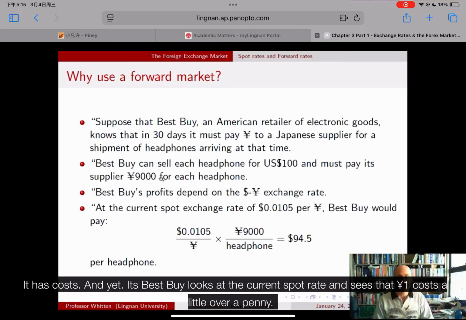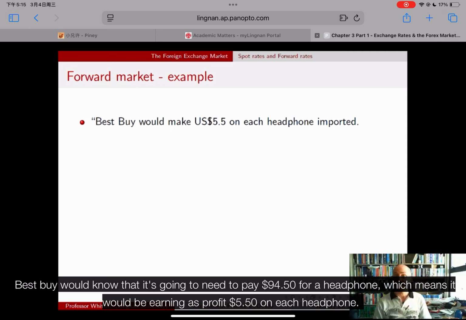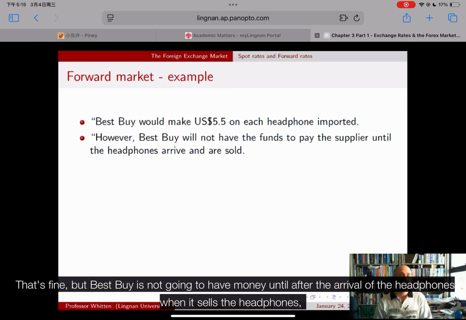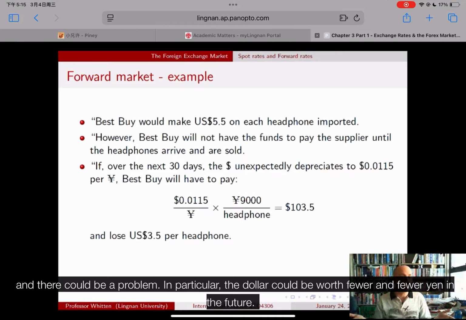If Best Buy looks at the current spot rate and sees that 1 yen costs a little over a penny, Best Buy would know that it's going to need to pay $94.50 per headphone, which means it would be earning as profit $5.50 on each headphone. That's fine, but Best Buy is not going to have money until after the arrival of the headphones, when it sells the headphones. And there could be a problem.